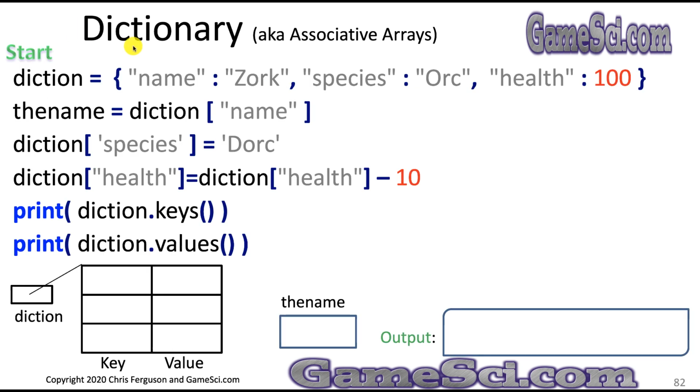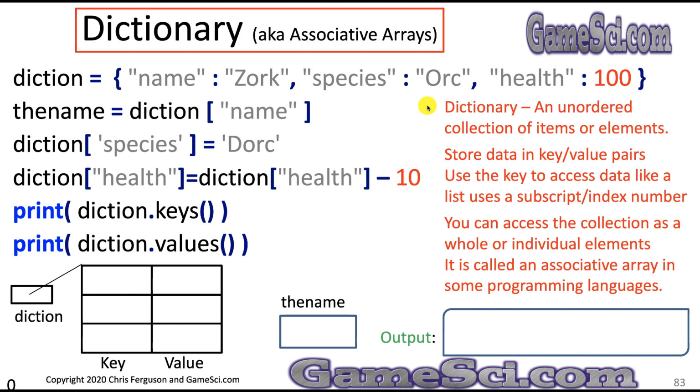Python dictionaries, aka associative arrays. Other languages might call these things associative arrays, but Python very clearly calls them dictionaries. Other languages might even call them hashes, but once again, Python calls it a dictionary, so that's the term we'll use. A dictionary is an unordered collection of items or elements. Store data in key value pairs.